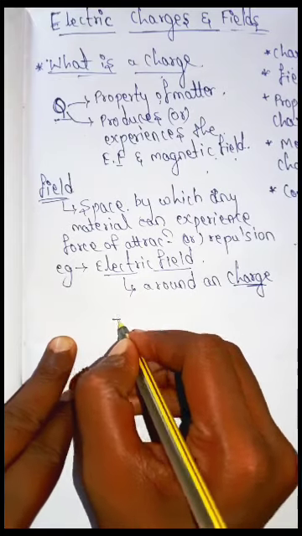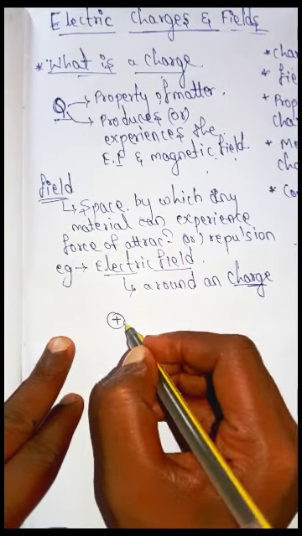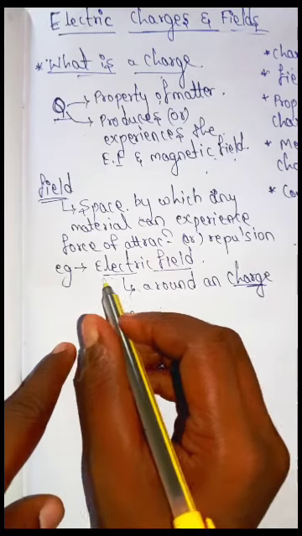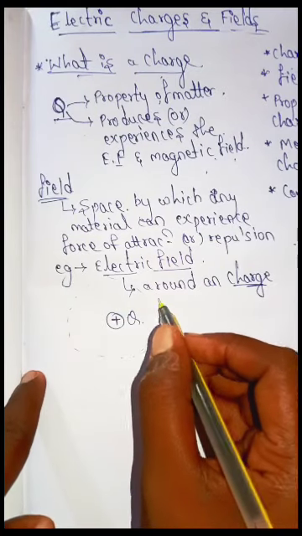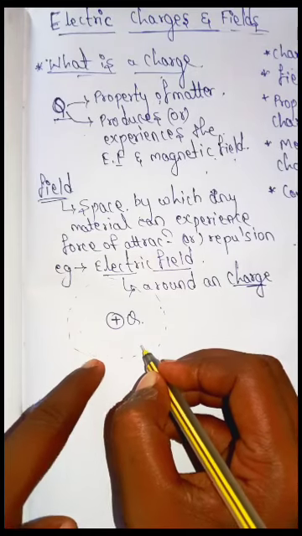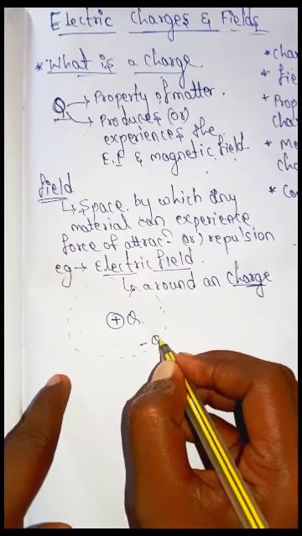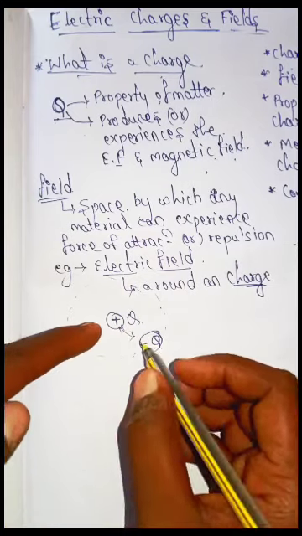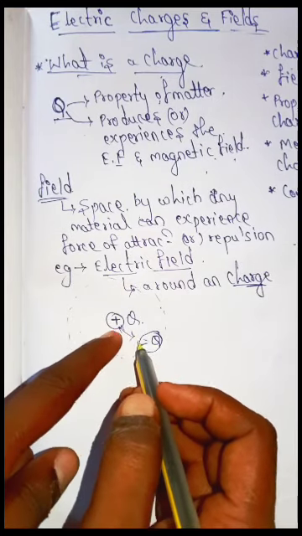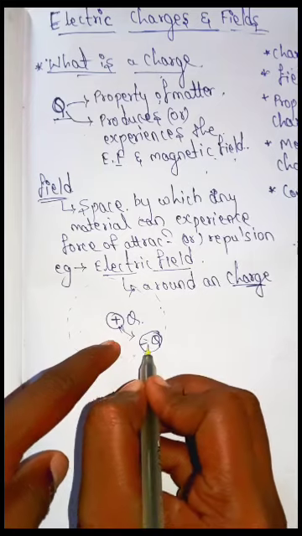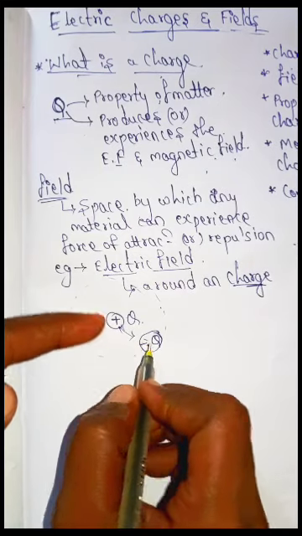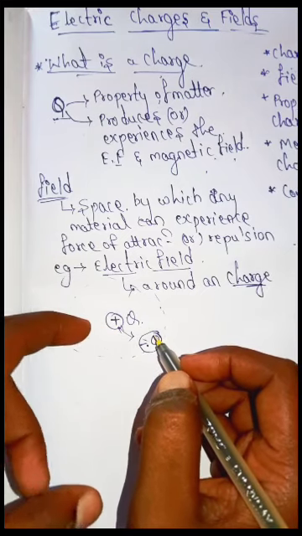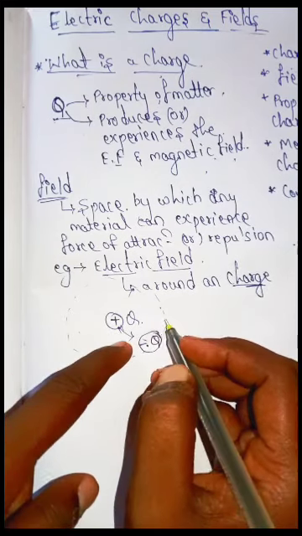If there is a positive charge here, suppose this is an electric field, and if we keep a minus charge Q here, it will attract. Both the charges will come closer. So minus Q experiences the electric field around the plus Q, right?